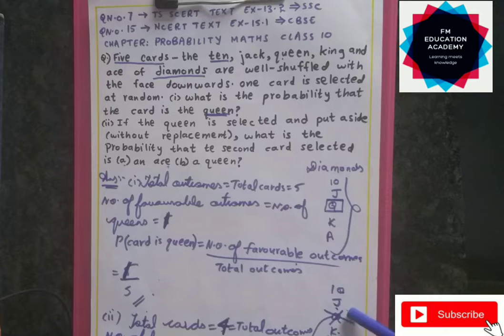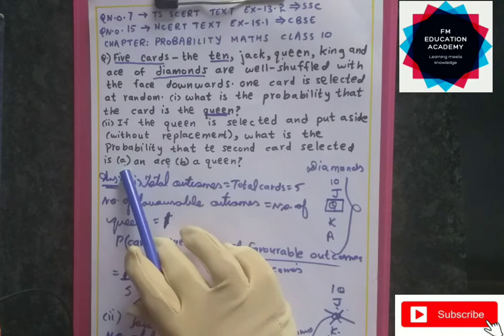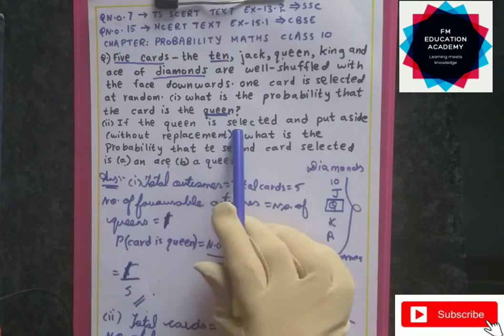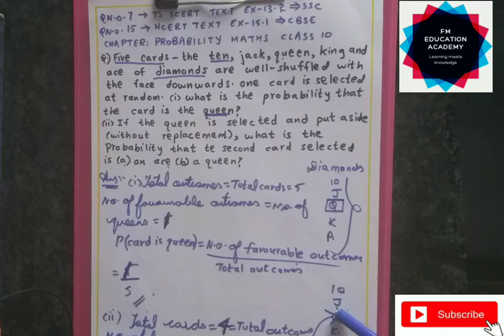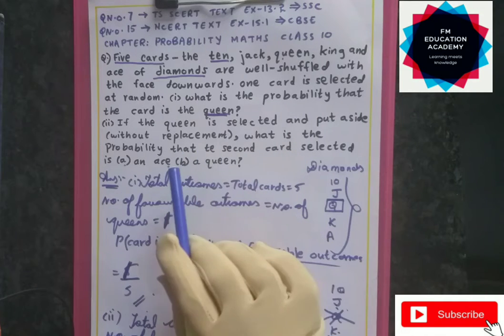So how many cards are remaining if I take out the queen? 1, 2, 3, 4. 4 cards are there. So for the second bit, the total outcomes are 4. And what is the number of favorable outcomes? Again, in the second bit I have 2 bits, A bit and B bit. It is asking, after I take out the queen from this set of cards and don't replace it, what is the probability that the second card which I take is an ace?